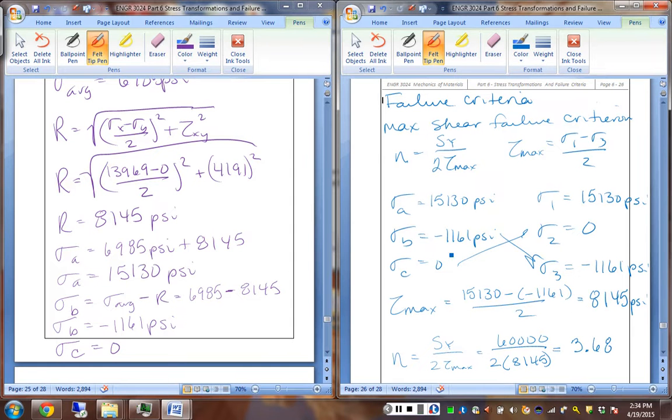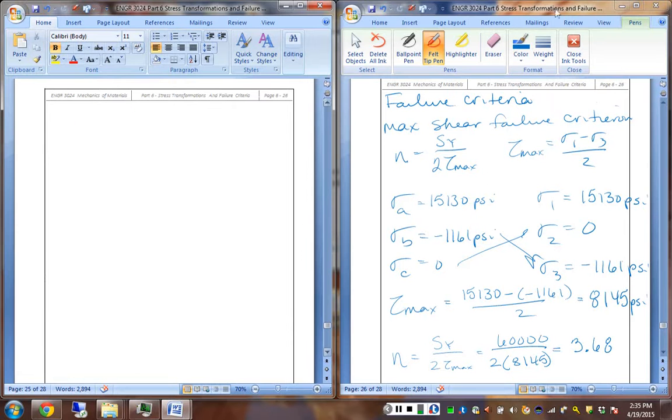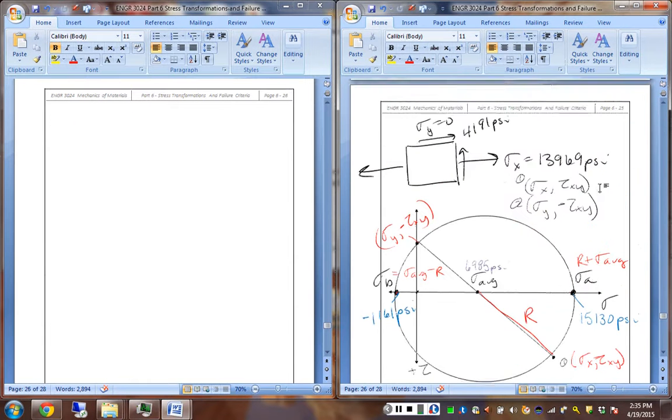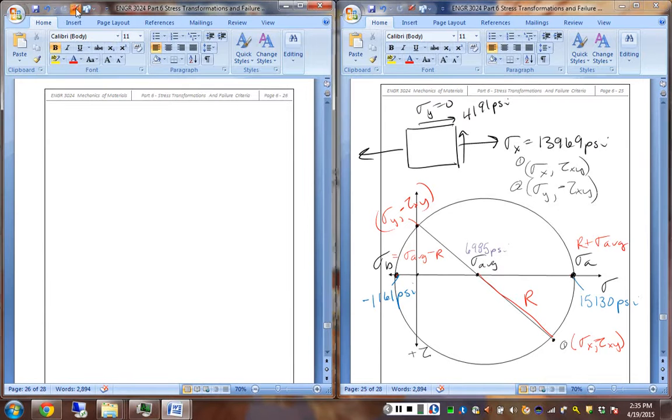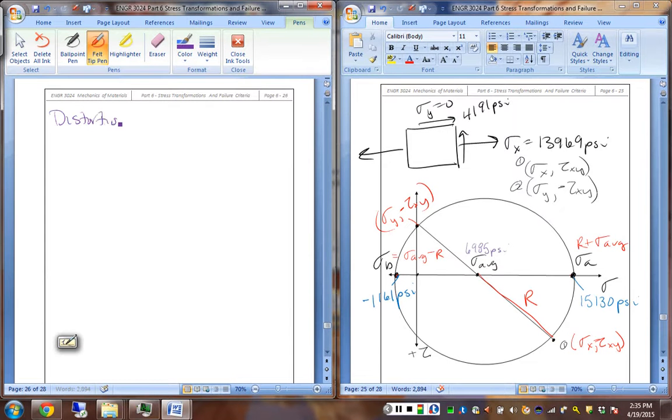All right. For the other criterion, the distortion energy criterion, or von Mises, we have to calculate the von Mises equivalent stress, meaning our sigma prime, and we're going to look back and use our original stress state in the xy coordinate system. We know that sigma y is 0, so our von Mises equation simplifies to the square root of the normal stress in the x direction squared plus 3 times the shear stress squared.